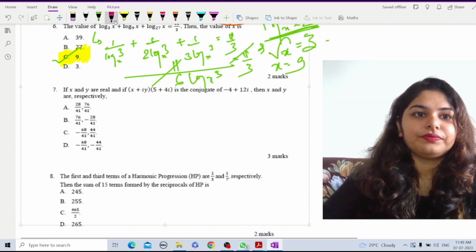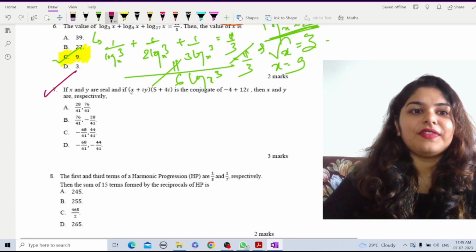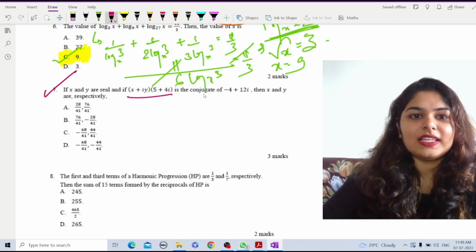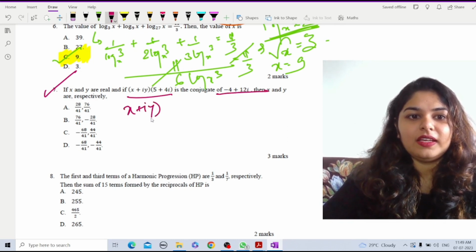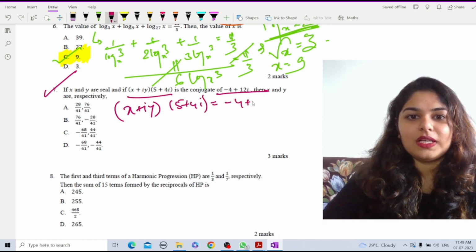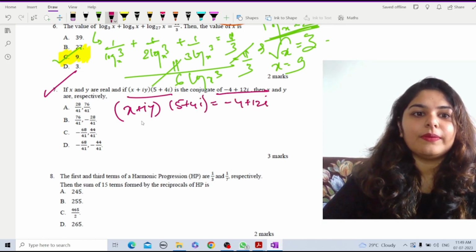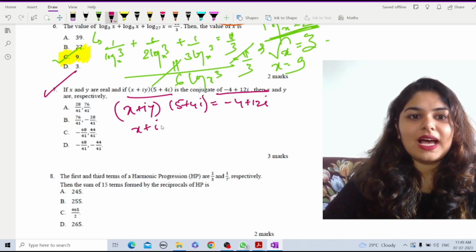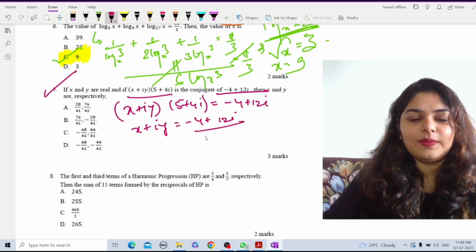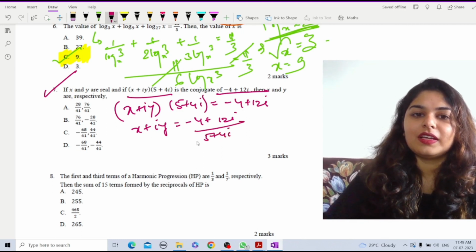Next one, question 7. x and y are real, and this is the conjugate of this, right? So that means x plus iy into 5 plus 4i is equal to minus 4 plus 12i. Second, write down x plus iy is equal to minus 4 plus 12i divided by 5 plus 4i.